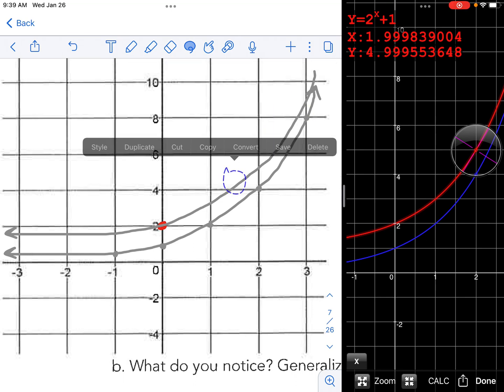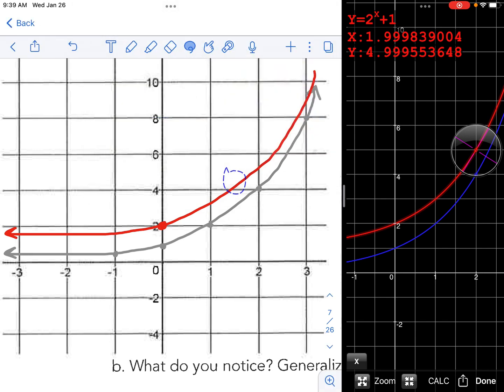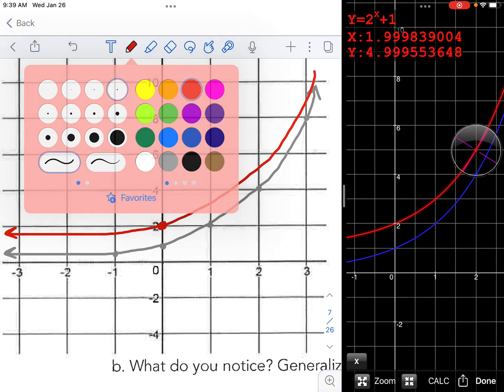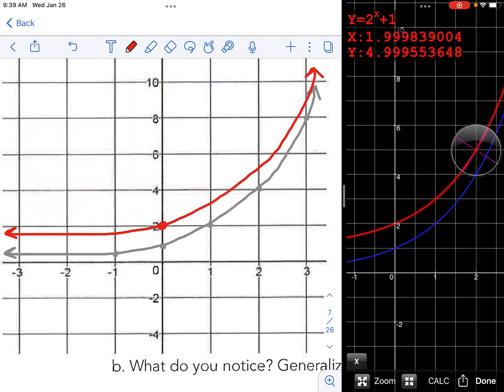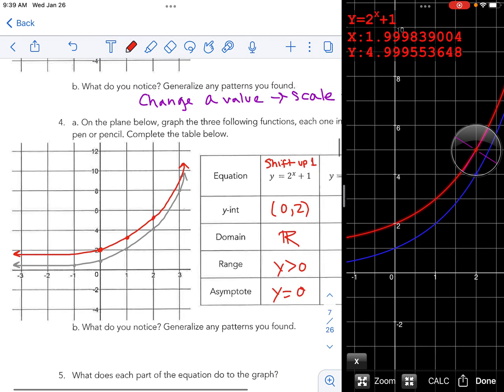Okay, and I'm going to change it to red. So now we're at 0, 2, red pen. There we go. We're at 0, 2 for the intercept. This is now 1, 3, right? This is now 2, 5, because we're adding 1, right? We're taking 2, squaring it, that's 4, plus 1 is 5. So we're shifting that up 1.